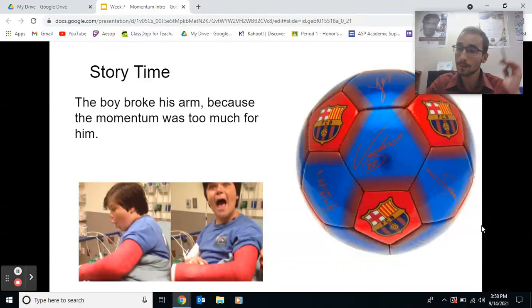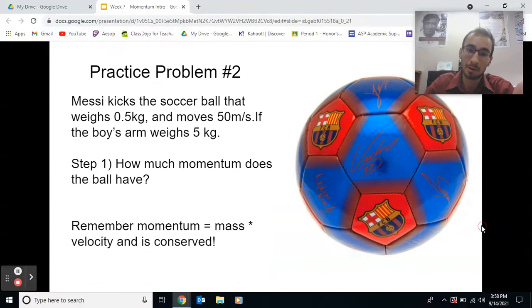So, what this story represents is momentum. I want you to try and calculate the momentum of the ball that Messi kicked. That's what we're going to start with. Okay, so Messi kicked the soccer ball that weighed 0.5 kilograms and it moved 50 meters per second, very fast. If the boy's arm weighs 5 kilograms, we're going to try and figure out how far back that arm flew. But first, we have to figure out what's the momentum of the ball.